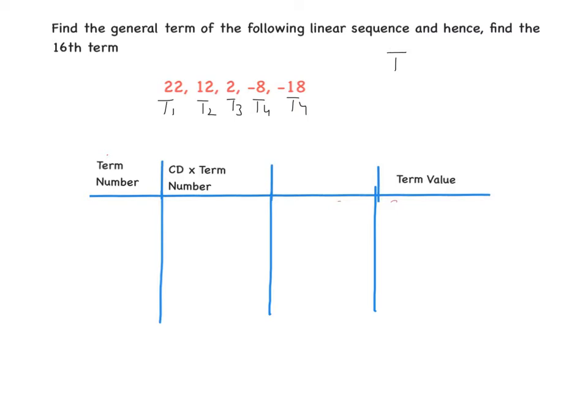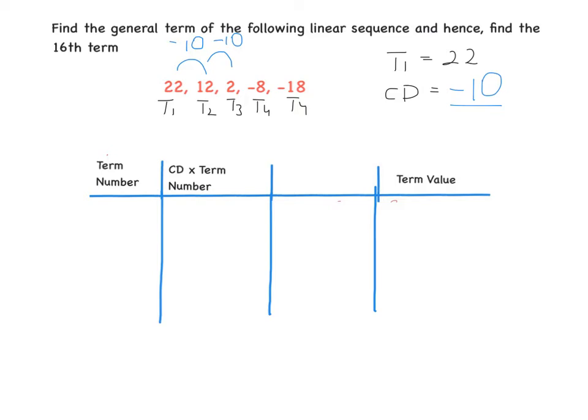So we know that the first term is 22, and we also need to find the CD, the common difference, okay? So what's the difference between 22 and 12? So the difference is minus 10, okay? It's not plus 10. We're not adding 10, we're taking away 10, okay? Okay, and then what's the difference between 12 and 2? Minus 10 again, okay? And minus 10 and minus 10. So this time, that's negative 10, okay? This is the common difference.